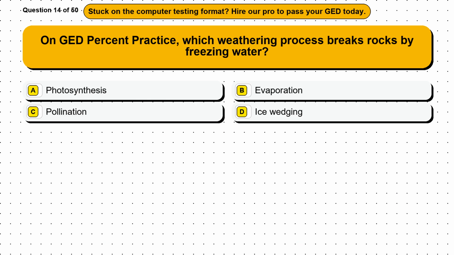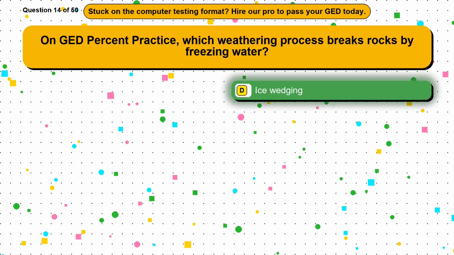Question 14. On GED Percent Practice, which weathering process breaks rocks by freezing water? Option A, photosynthesis. Option B, evaporation. Option C, pollination. Option D, ice wedging. The correct answer is option D.